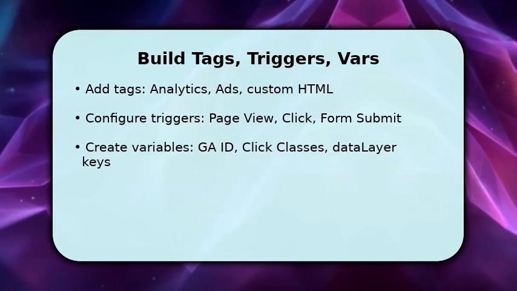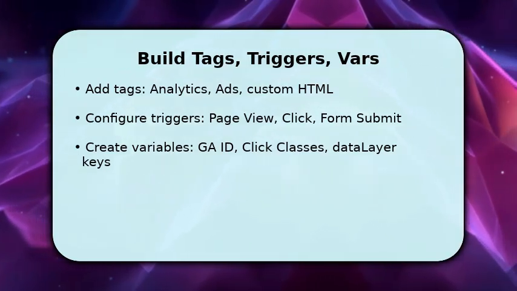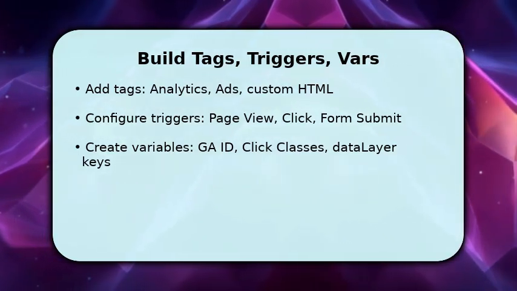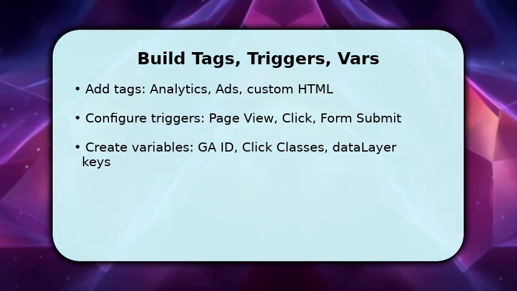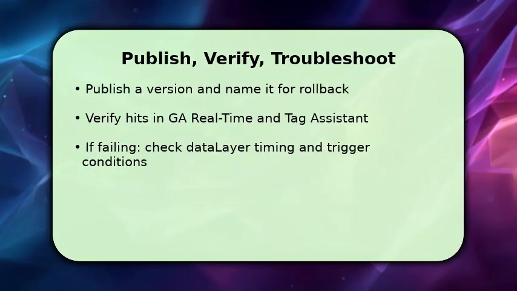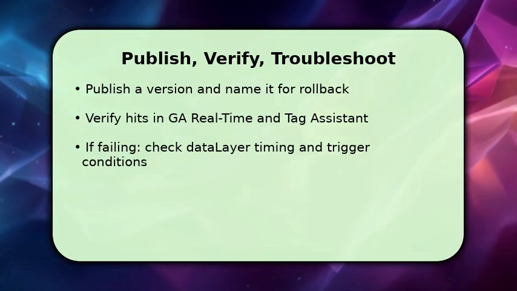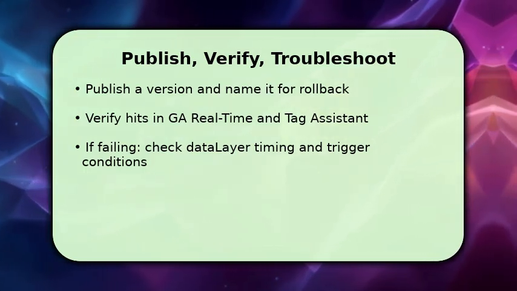Use preview mode to test each tag and trigger. This shows why a tag did or did not fire, making debugging faster. Finish by publishing a container version with a clear name so you can roll back if needed. After publishing, verify events in Google Analytics real-time and use Tag Assistant or Preview to confirm tags fire as expected.